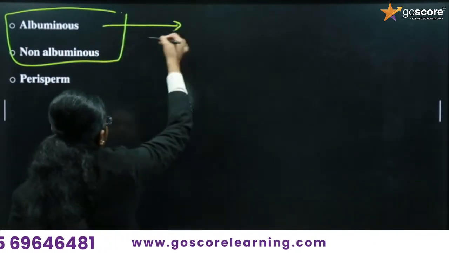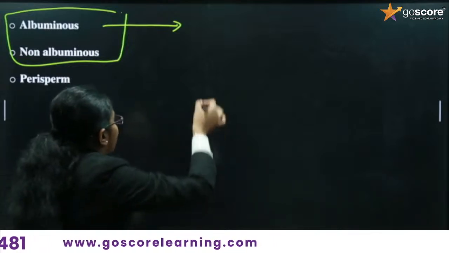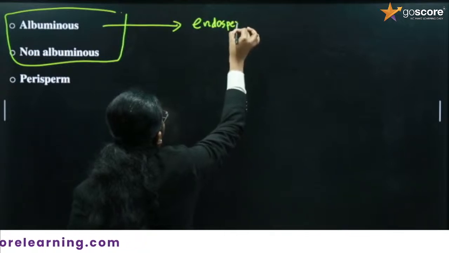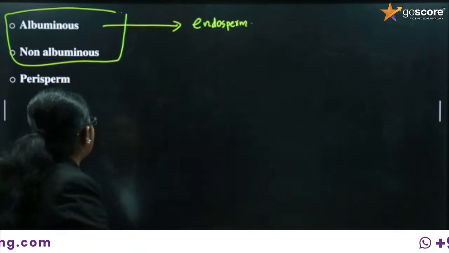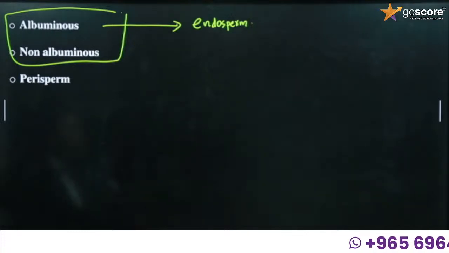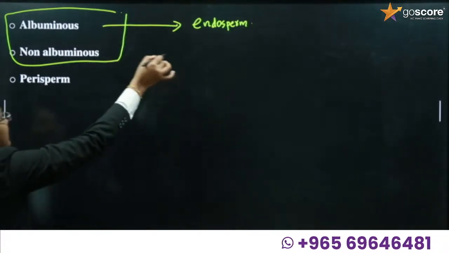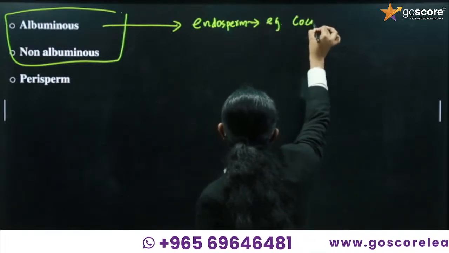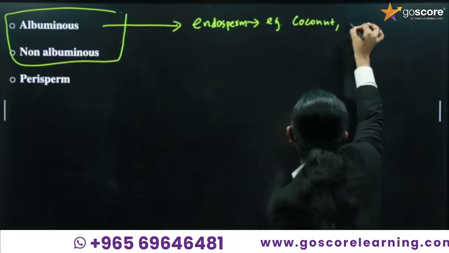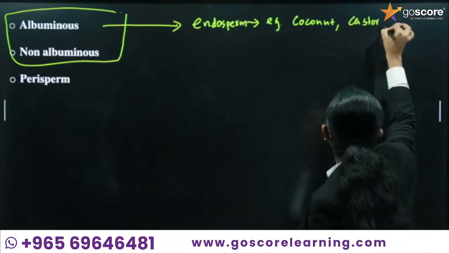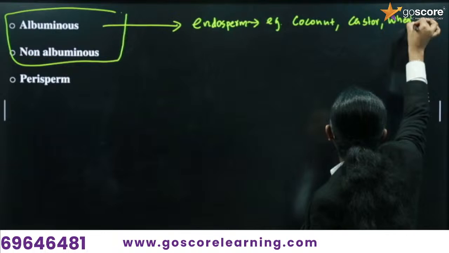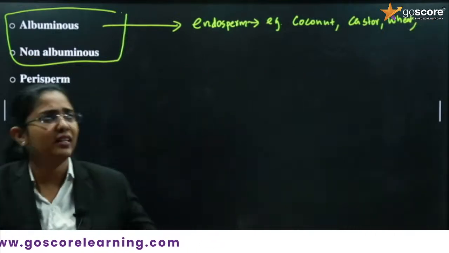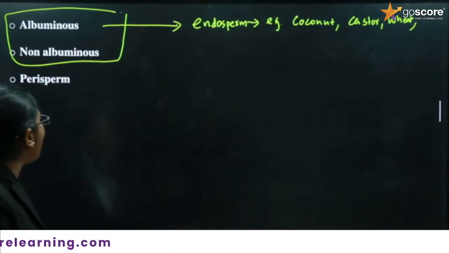Albuminous seeds are those seeds which have endosperm in them. Examples I have mentioned before: coconut, castor, wheat. These are the different examples for albuminous seeds.